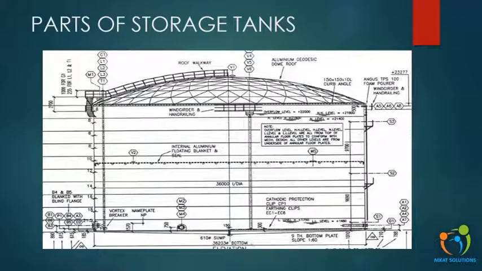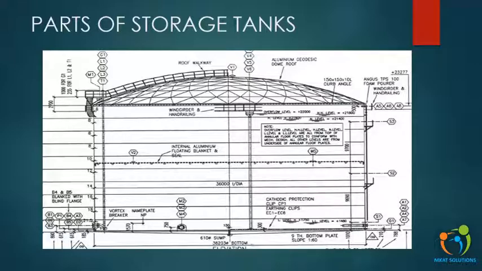So this top, now you can see that there are different parts of it. What we saw earlier was a conical roof. This is a dome roof. Normally these dome roofs are made from aluminium, because the design of the roof has to also take care of its own weight, right? If we provide steel, the total tonnage will go up.